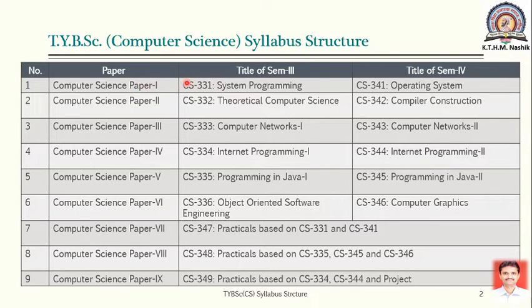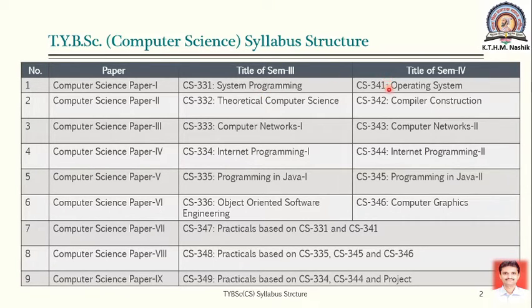Let us see Computer Science paper 1, CS 331, as it is coded. That is third year, third semester, first paper. You will study system programming. The aim of this course is to understand the design and implementation issues of system programs or system software that play an important role in program development. You will study here different system software: editors, assemblers, linkers, loaders, macro preprocessors, and so on.